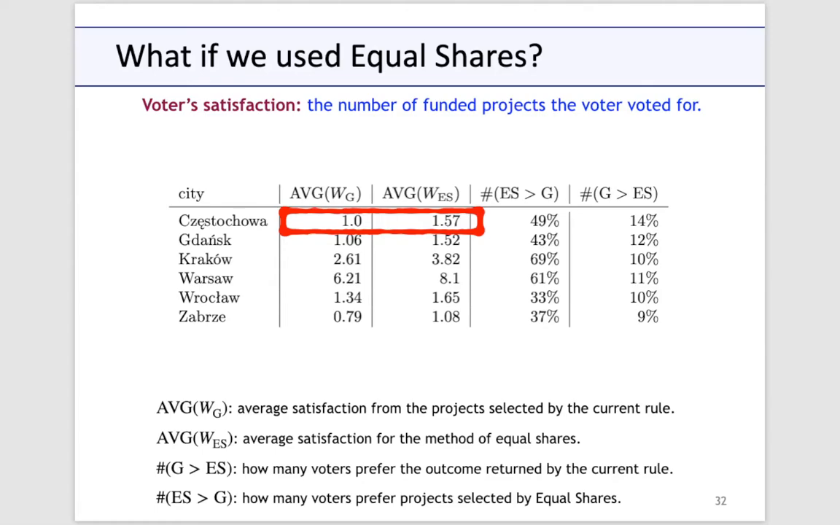Not only would the average satisfaction of the voters be higher, but the satisfaction would also be more evenly distributed. In particular, there would be 49% of the voters who would be happier with the outcomes returned by the method of equal shares than with the outcomes returned by the greedy rule. Only 14% of the voters would be less happy. And these results are consistent. In each city, we see that the average satisfaction of the voters would be higher and that this satisfaction would be more evenly distributed among the voters.